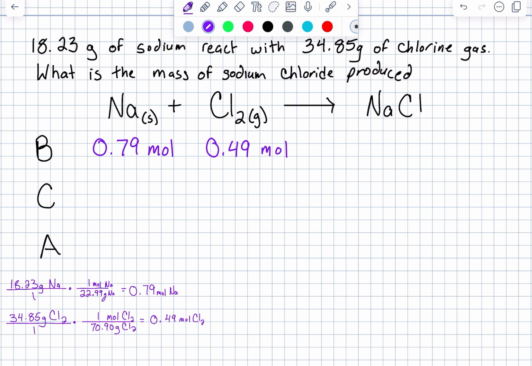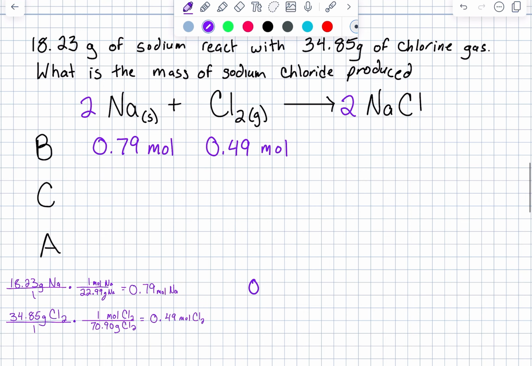And so with that, I know that for every 2 moles of sodium, I need 1 mole of chlorine to produce 2 moles of sodium chloride. And so to start, if I use up all 0.79 moles of sodium, how many moles of chlorine would be needed?